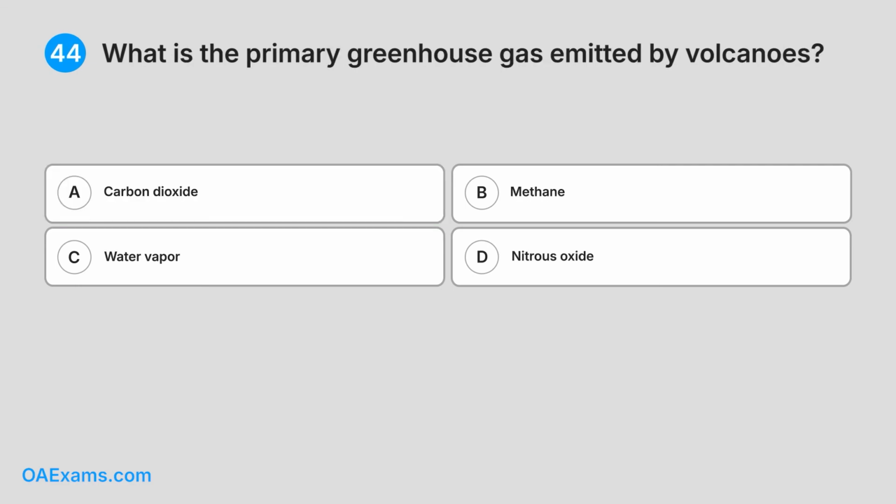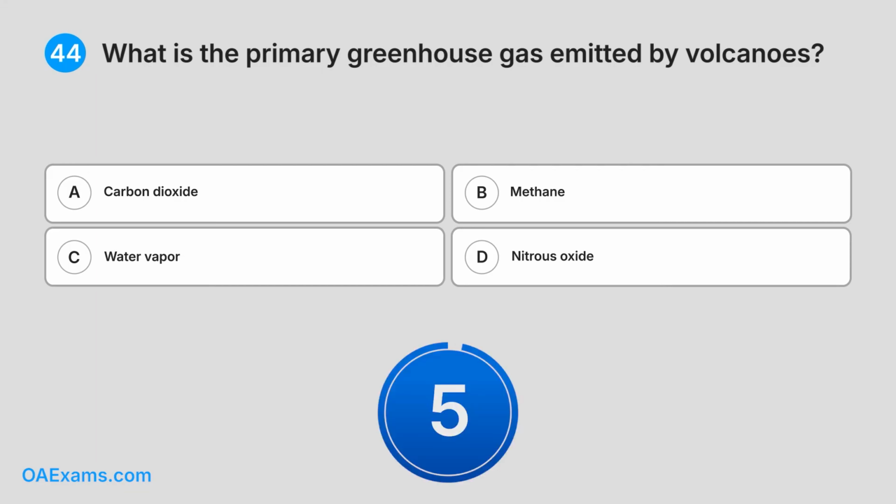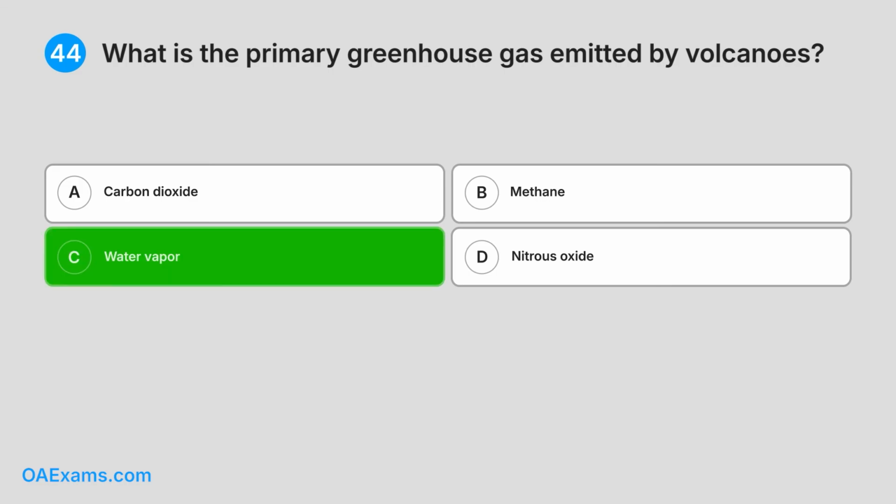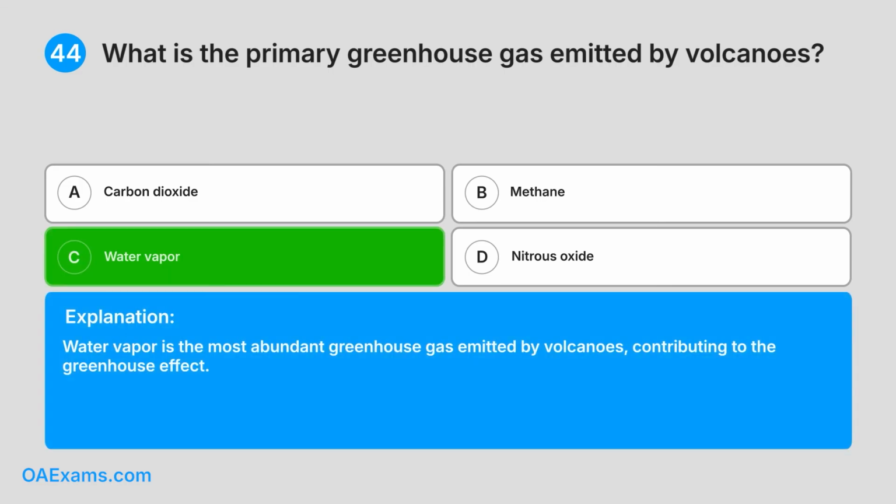44. What is the primary greenhouse gas emitted by volcanoes? A. Carbon dioxide. B. Methane. C. Water vapor. D. Nitrous oxide. Can you guess the answer? Correct answer: C. Water vapor. Explanation: Water vapor is the most abundant greenhouse gas emitted by volcanoes, contributing to the greenhouse effect.